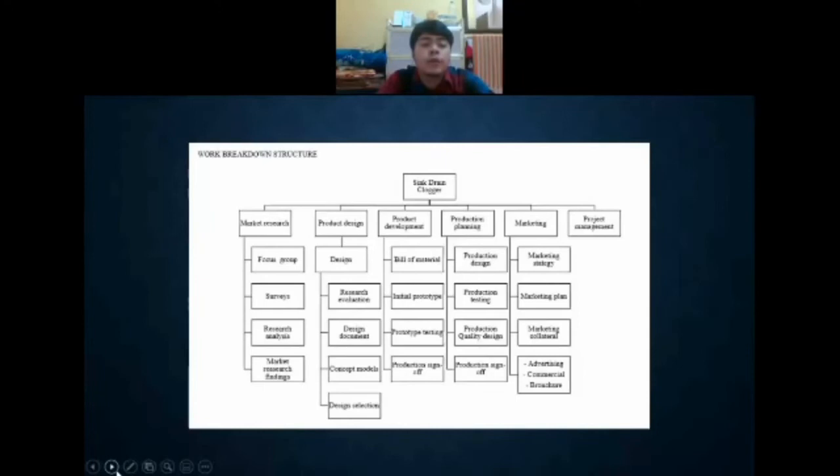For work breakdown structure, we separate it into 6 parts, which are market research, product design, product development, production planning, marketing, and project management. The work breakdown structure is the tool that we use for our project. There are many benefits of creating a work breakdown structure. Firstly, it defines and organizes the work required. Secondly, it can be used to identify communication points. And lastly, it can show control points and milestones.